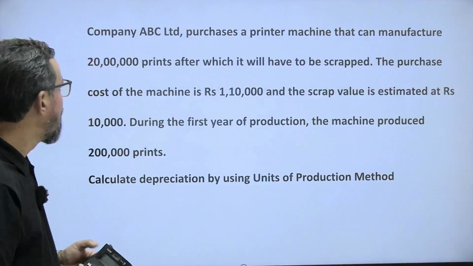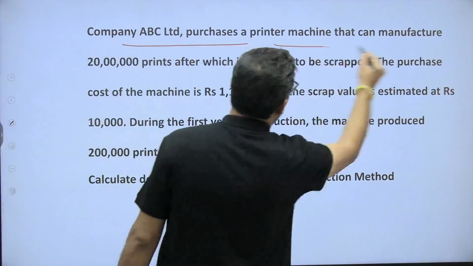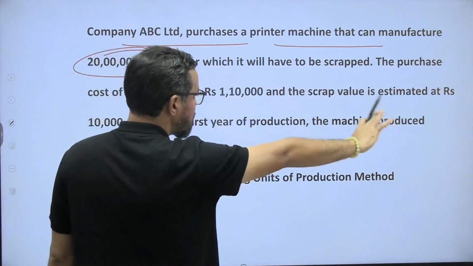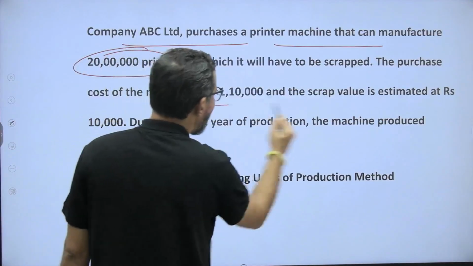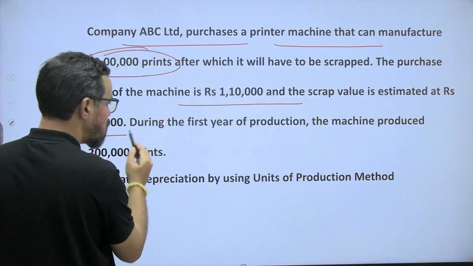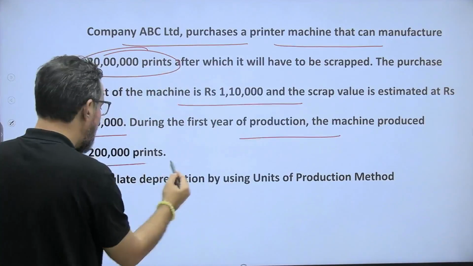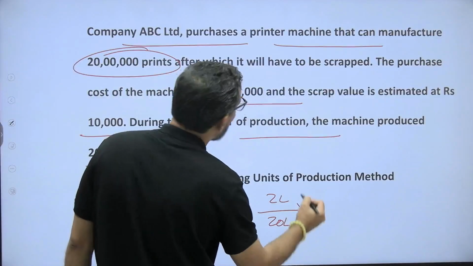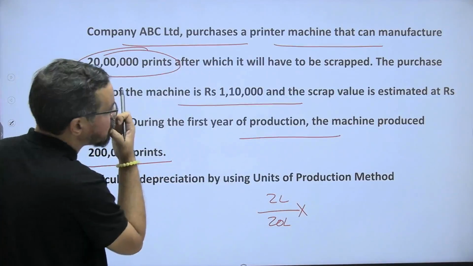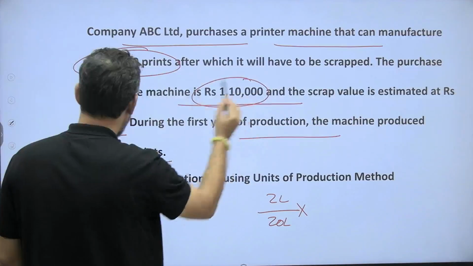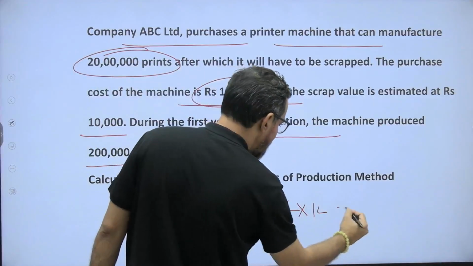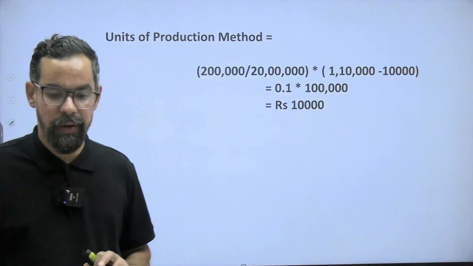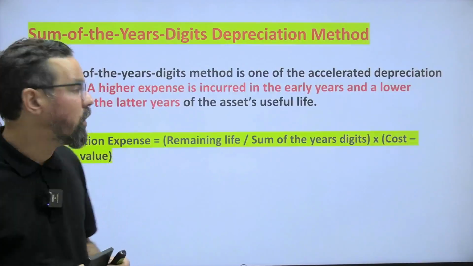Understood, guys? A company ABC purchased a printer machine that can manufacture 20 lakh prints, after which it has to be scrapped. The purchase cost is 1 lakh 10,000. Scrap value is 10,000. During the first year of production, the machine produced 2 lakh. So 2 lakh divided by 20 lakhs is 0.10, into the purchase cost of 1 lakh 10,000 minus salvage value of 10,000, which is 1 lakh. So what will be your correct answer? 10,000. Okay? So 10,000 will be your right answer for this particular one. So this is all about your unit of production method.